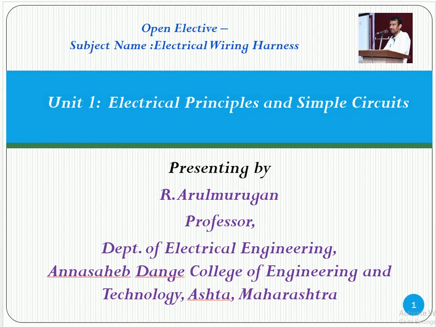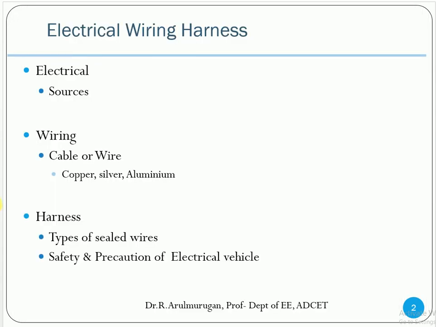In this video you are going to learn about Unit 1, electrical principles and the simple circuit. So what is your subject name? Electrical wiring harness. Electrical is nothing but a source. The source is either an AC source or a DC source. With respect to the source you are going to use, a DC source means you will go to a battery. The battery stores energy, and you get it from that battery for appliances such as a mobile phone or electrical vehicle. That is the DC source.